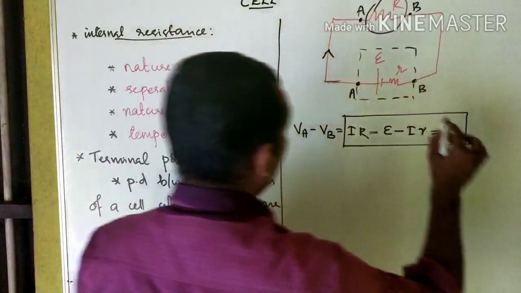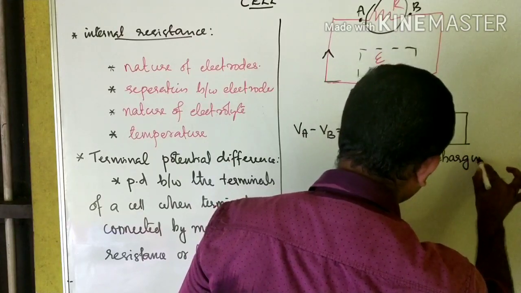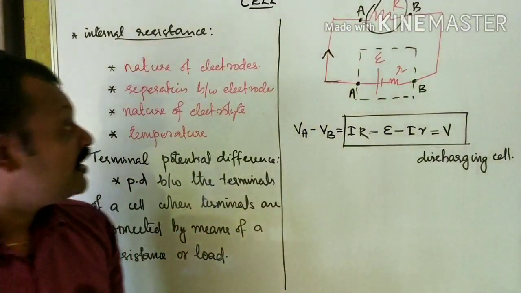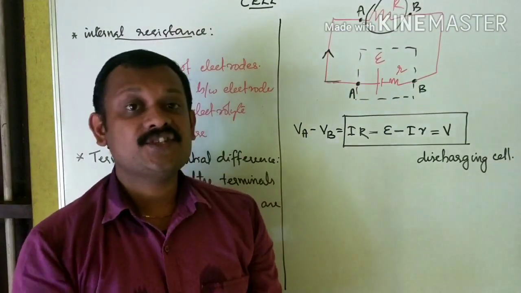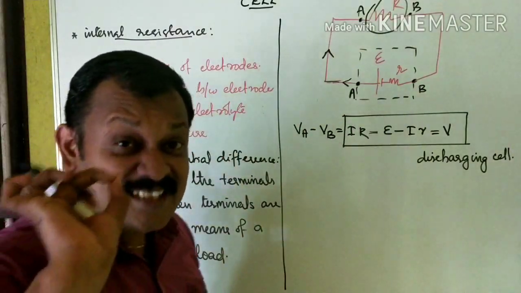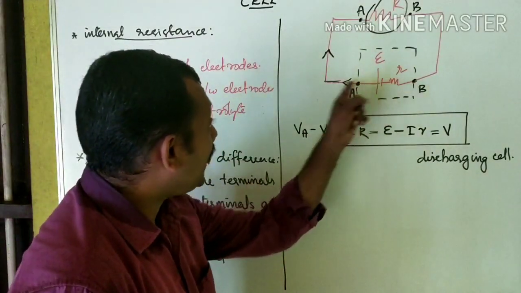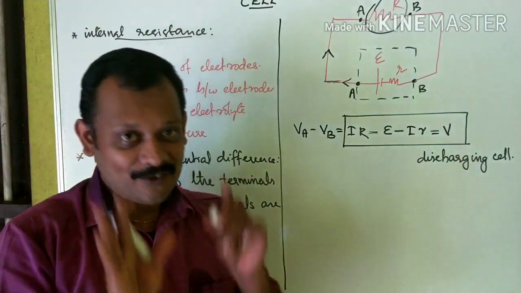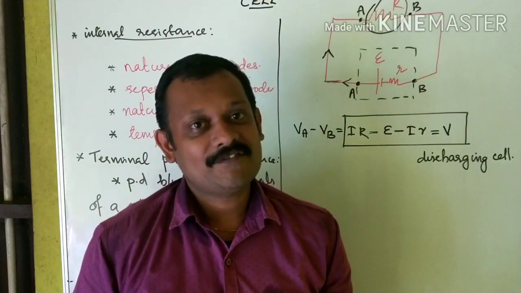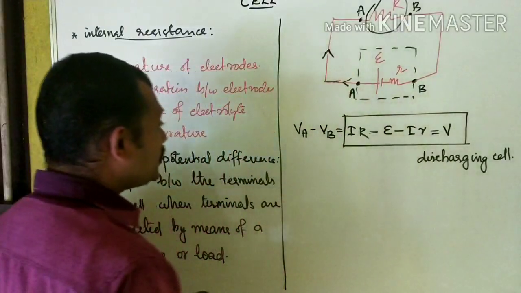This is the case of a discharging cell. Who is a discharging cell? A cell which delivers energy is called a discharging cell. So for a discharging cell, please understand carefully: the direction of current is always directed away from the positive terminal. Got it? Current is always directed away from the positive terminal for a discharging cell.